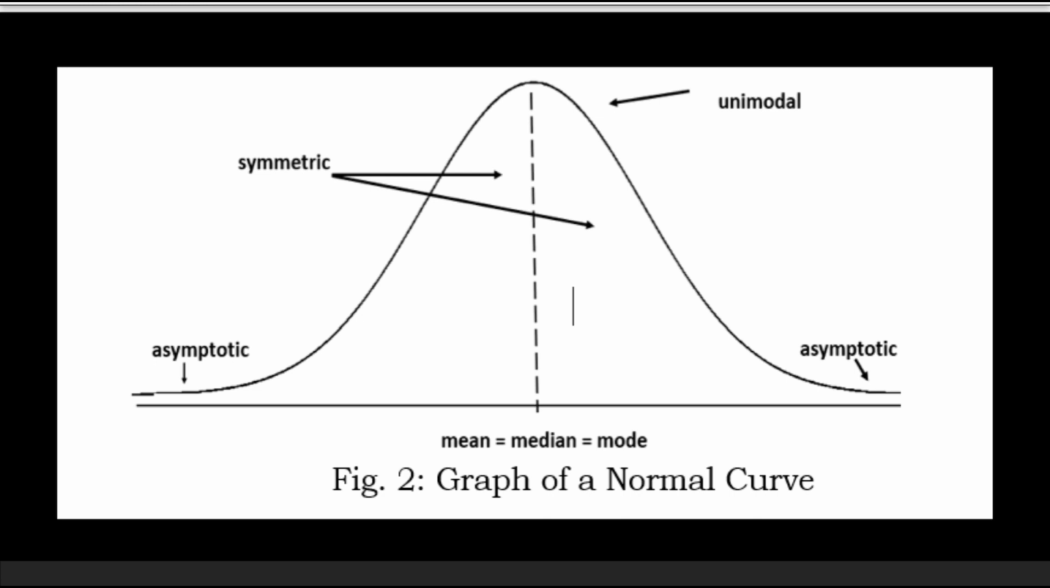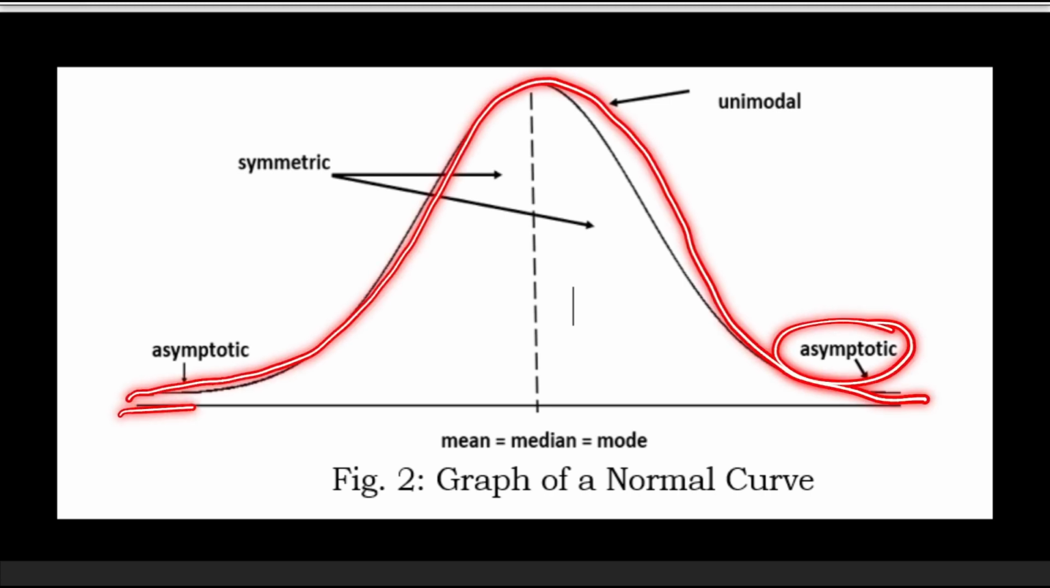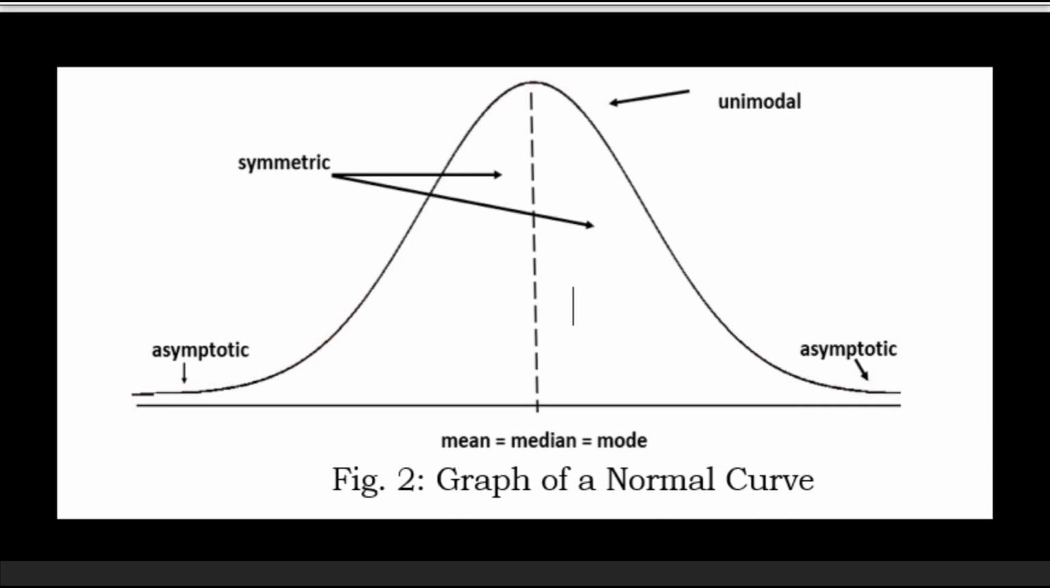Now, here's the graph of a normal curve. As you can see, the center coincides with the mean, median, and mode. And the left side and the right side are symmetrical. And it is also unimodal. And the normal curve is asymptotic to the x-axis.